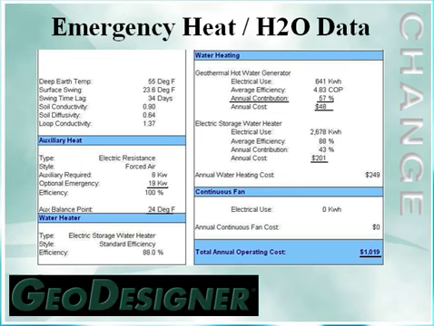The other information that we're looking at here is our domestic water heating. In this case, the hot water generator is going to provide 57% of our annual heating requirement for a very low cost.